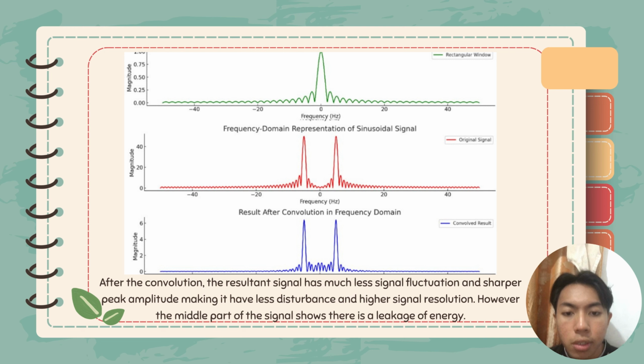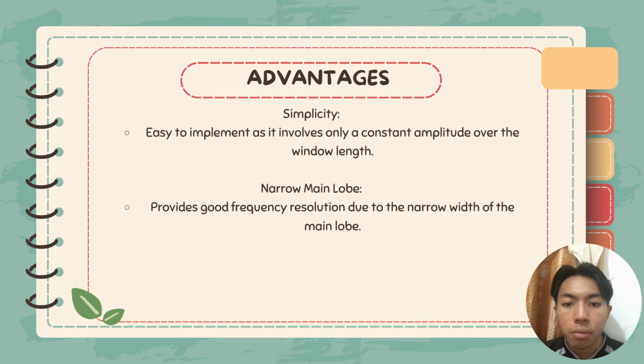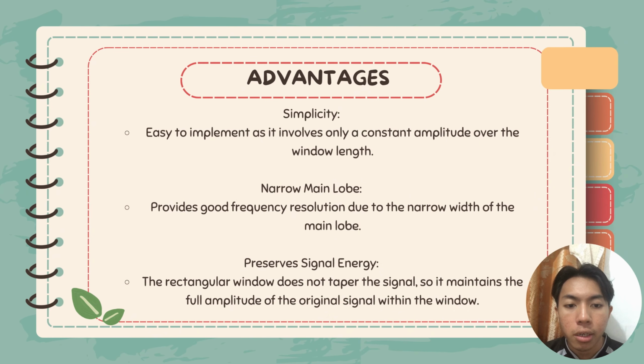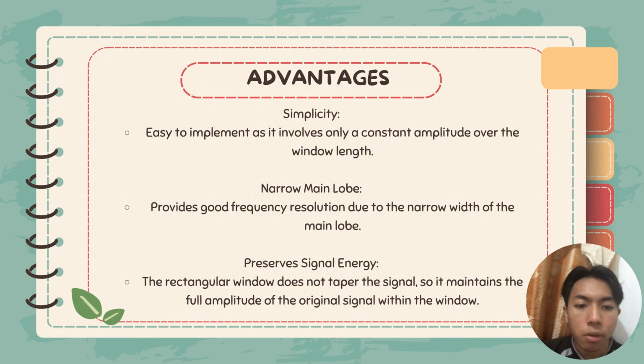You can also see the side lobes have less fluctuation, meaning less noise disturbance. However, in the middle part of the graph, there is fluctuation of energy, there is leakage of energy. From that example, we can see there are some advantages and disadvantages. First, the advantage is that the rectangular window is simple. Second, it has a narrow main lobe, so it has good frequency resolution. And finally, it preserves energy, so the signal doesn't lose energy even after the rectangular filter.